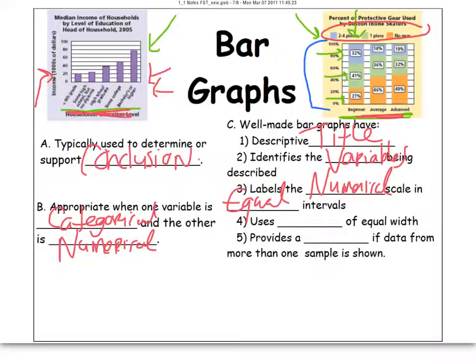And then you're going to use bars of equal width. You don't want one bar to be skinny and one to be really fat. You want them to look about the same so it's not deceptive. And then the last thing, when it's needed, you do need to provide a legend if the data is from more than one sample. This right here, because it's a stacked bar graph with different colors, you do need to have a legend of your data.